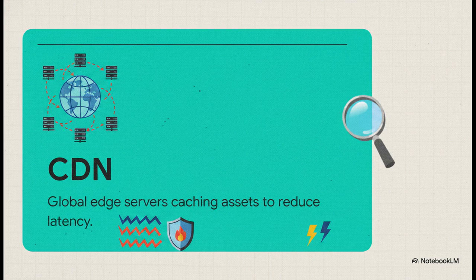That is exactly why we use CDNs, or Content Delivery Networks. By caching your static assets on edge servers physically located right down the street from your users globally, CDNs bypass those physical speed limits and totally slash latency. Plus, when you pair them with web application firewalls, they actively block malicious traffic and swallow massive DDoS attacks before they ever even get close to your origin server.